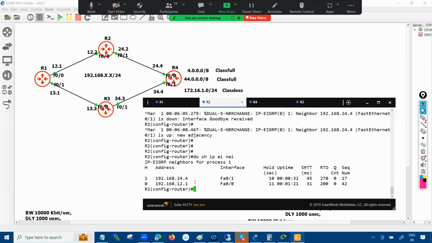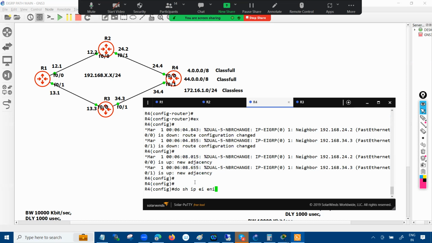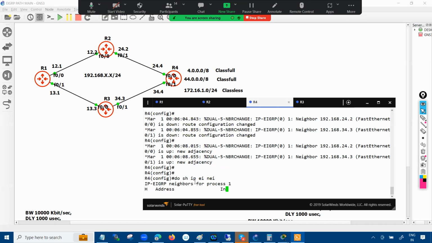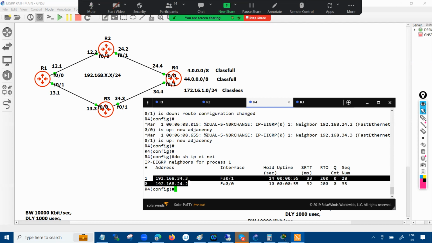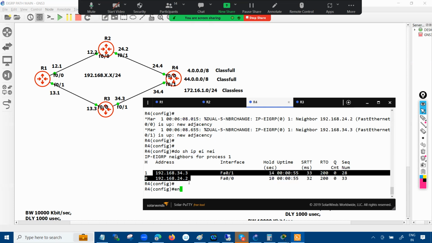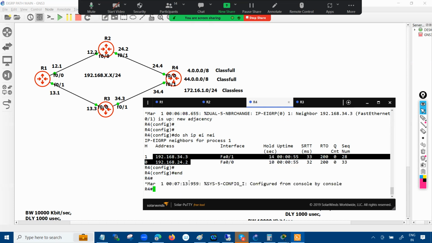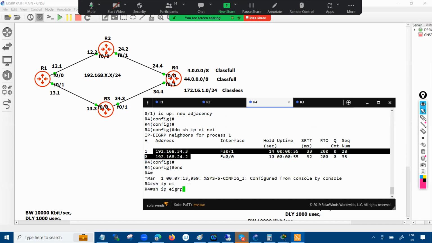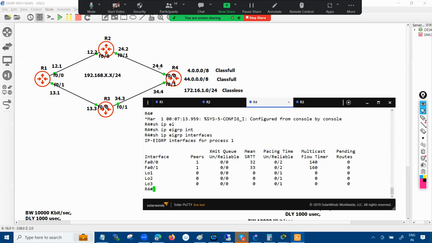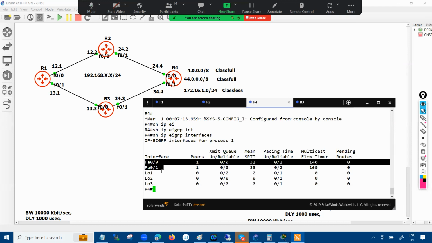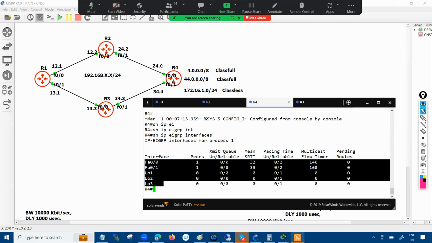If you check on router 4 right now, do show IP EIGRP neighbor. Router 4 also maintains 2 neighborships. One is with 24.2, which is router 2. Another is with 34.3, which is router 3. And how many interfaces have been enabled on our R4 router? There will be 5 interfaces. If you see show IP EIGRP interface, 5 interfaces are enabled for EIGRP, right? This is 0/0/1, loopback 1, loopback 2, and loopback 3. 1, 2, 3, 4, 5 interfaces have been enabled.